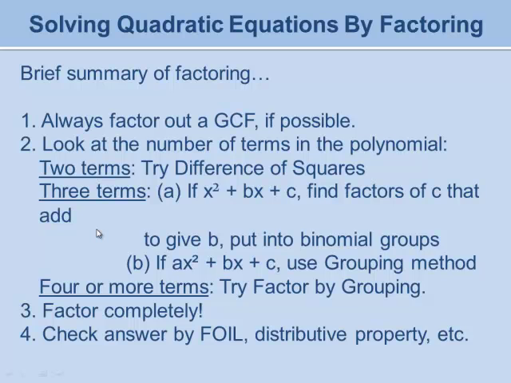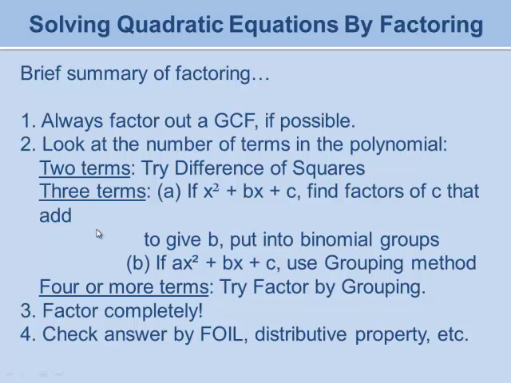So to solve quadratic equations by factoring, we first need to review our factoring rules just very, very quickly. So a brief summary of factoring is as follows. The first thing you always want to do is look at an equation and factor out a greatest common factor if possible. After that, look at the number of terms in the polynomial that you're trying to factor. If there are 2 terms, try the difference of squares. If there are 3 terms, then decide what type of trinomial you have.